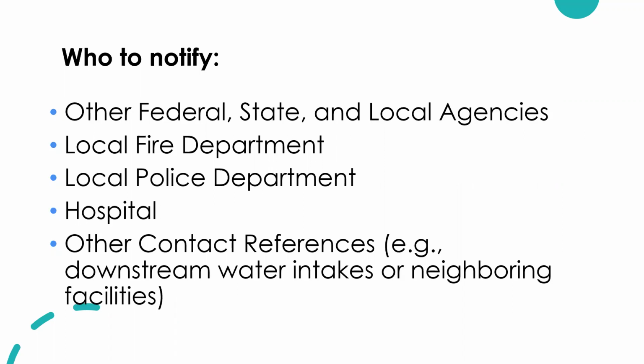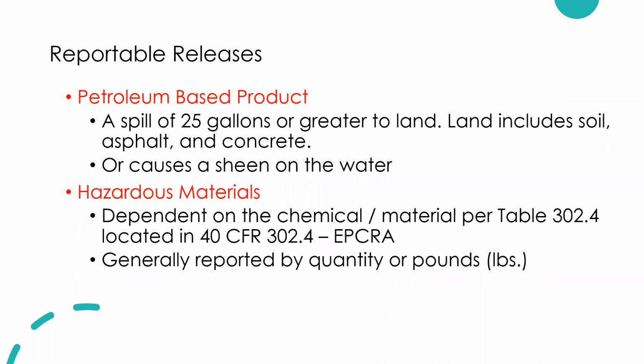So if you have a water intake downstream or neighboring facilities that could be affected, you want to call them as well. So a reportable release of a petroleum-based product or oil is basically a spill of 25 gallons or greater to land. And land does include soil, asphalt, or concrete. It does not include if it spills within your secondary containment, unless that secondary containment is an earthen berm. In that case, spilling would be considered to land because it could get entrained in your groundwater very easily that way.